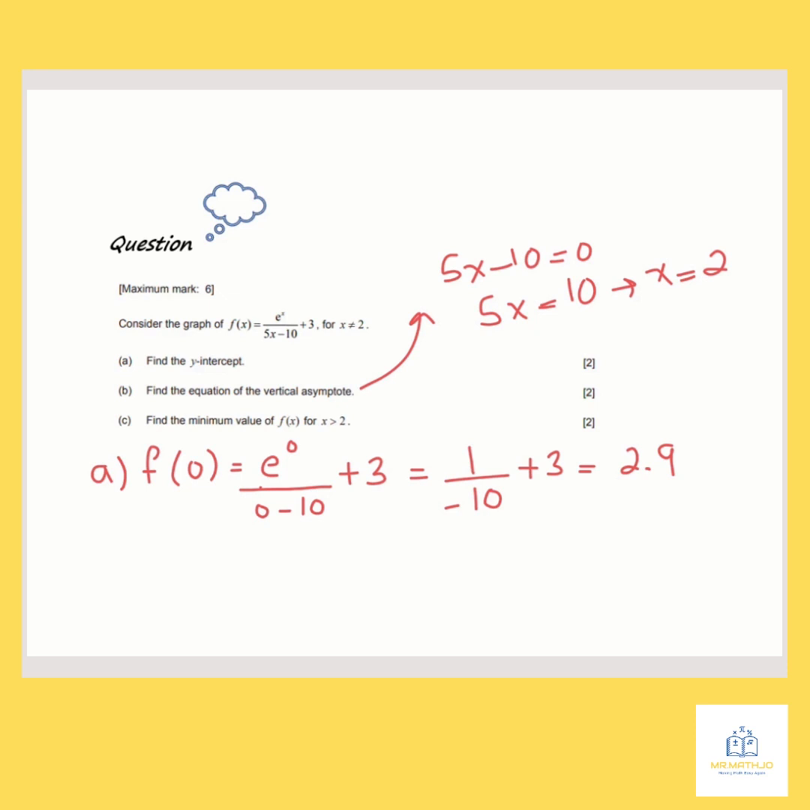Now in part C, it says find the minimum value of f of x for x greater than 2. So to find the minimum value of f of x, first we have to find the derivative of the function f of x and equate it to 0 to solve for x. Then once we get the value of x, we have to substitute that value of x into the original function f of x. So let's do that on the next page.